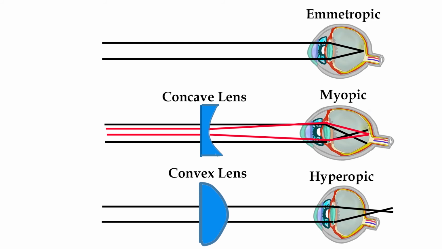To correct this, we want to make sure the angle of the light coming in is smaller. And to do this, we use a convex lens. Again, the light is going to follow the convex part of the lens, meaning the angle of the light coming in the eye is going to be smaller. And that's going to bring the focal point forward to where it hits the retina.